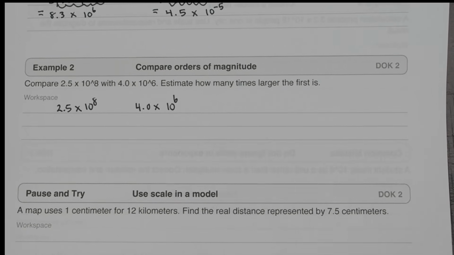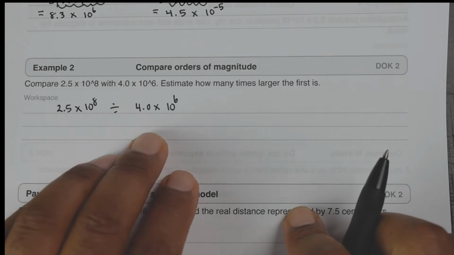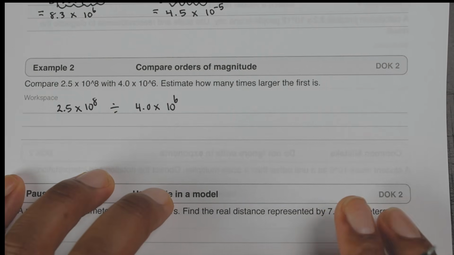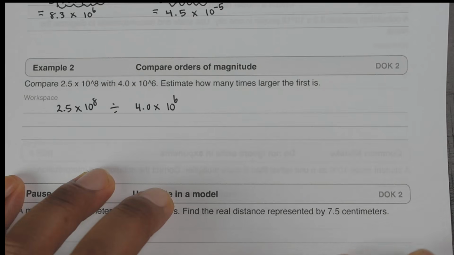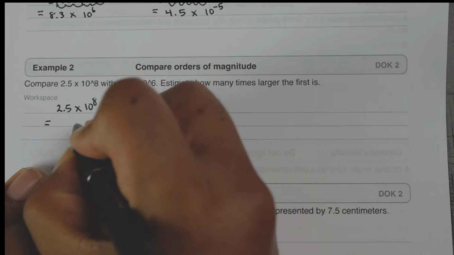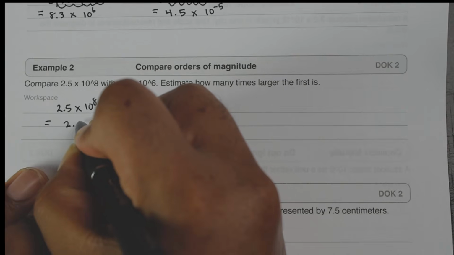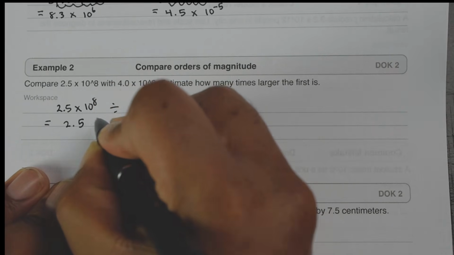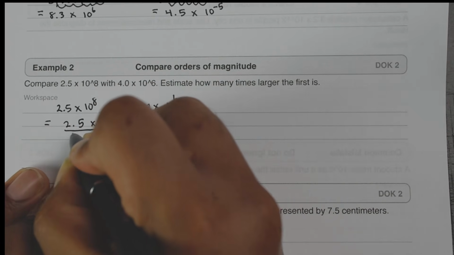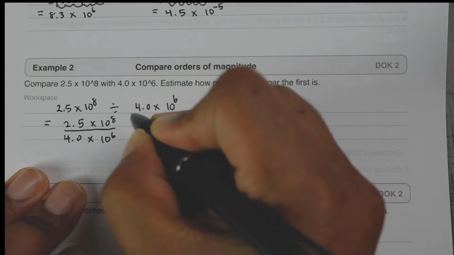So what we do is we essentially divide these two from one another. We can separate the coefficients and compare powers of 10. So what I'm going to do is I'm going to rewrite this. I'm going to say 2.5 times 10 to the eighth divided by 4.0 times 10 to the sixth.